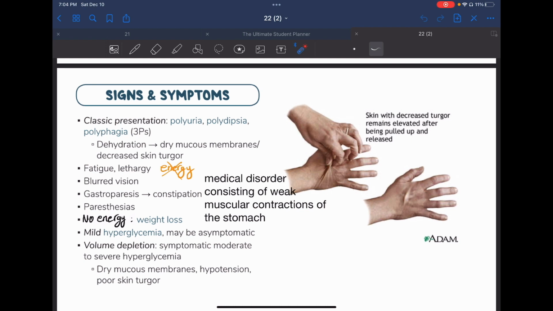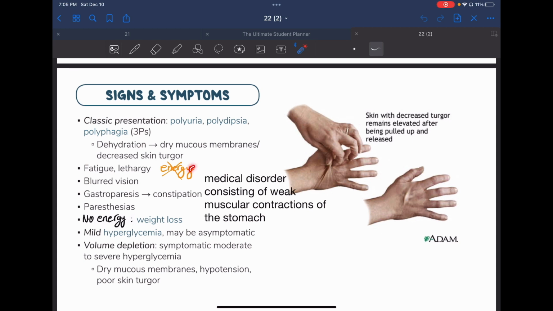What are the signs and symptoms? The classic presentation has three P's: polyuria, polydipsia, and polyphagia. So three P's, you can memorize it. And because there is dehydration, the mucous membranes are getting dry, and the skin turgor is decreased. What it means, when we have decreased skin turgor, is that when you elevate the skin, as you can see here, when you pull it up, it just stays there. So it stays elevated. But in a normal person, it just comes back to its first position.